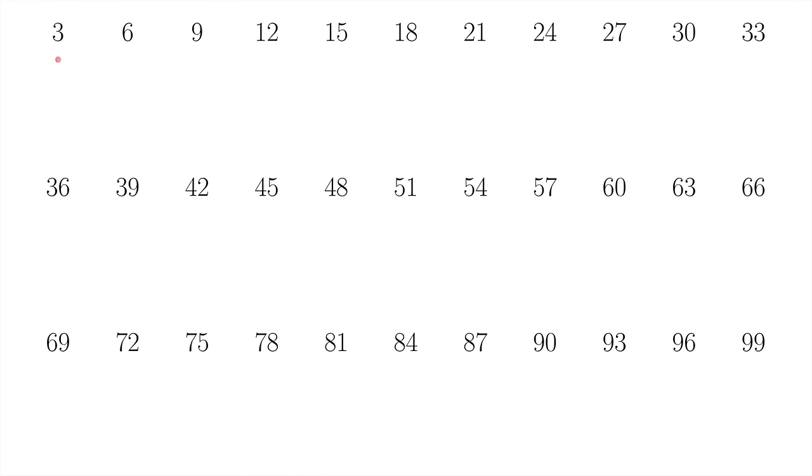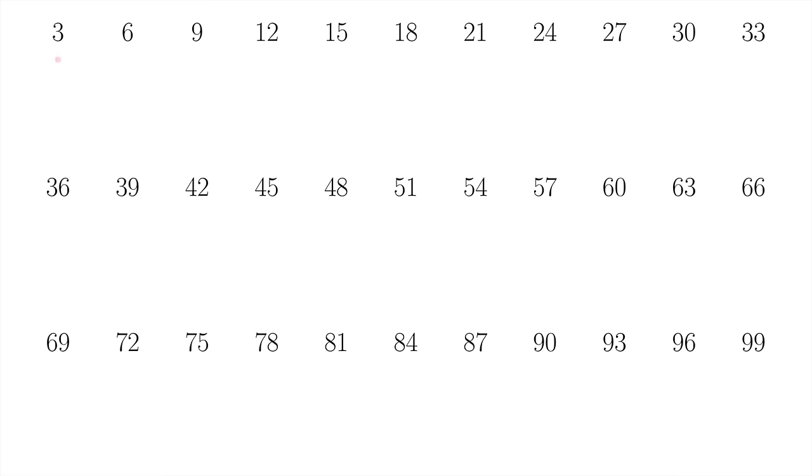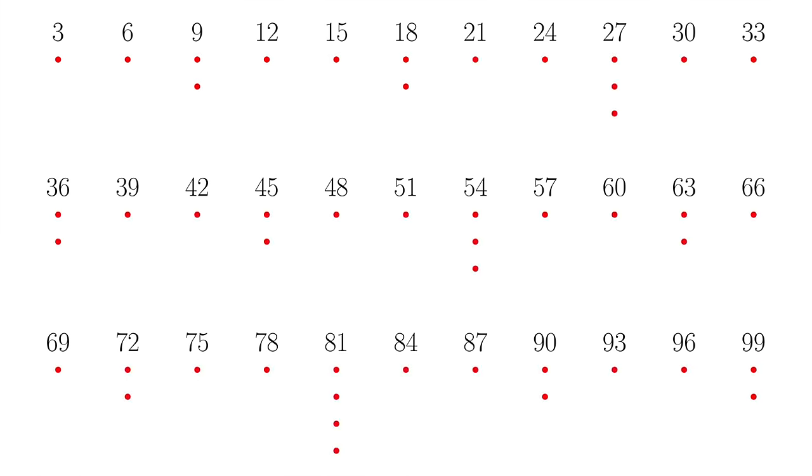So what I'm going to do is put a dot below each of these numbers for each factor of 3 that appears in it. And you'll notice it has this very nice structure. It goes dot, dot, dot, dot, dot, dot, dot, dot, and so on down this line. And so the number of dots here is exactly the number I'm looking for. That is the number of 3s that divide 100 factorial.